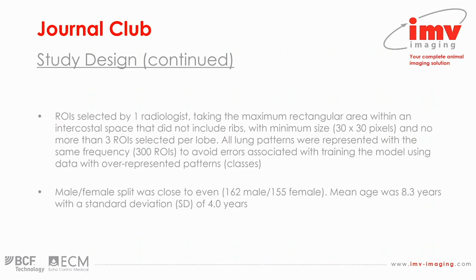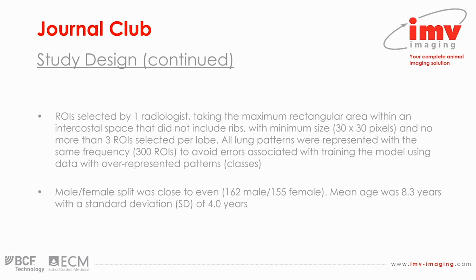There were 300 of each, and that number was selected because that was the minimum number they had. Some of the lung patterns were represented by more than 300 regions of interest, but these were excluded to ensure that there was an even number of each lung pattern, again in an attempt to make sure that the training data for the machine learning algorithm wasn't biased towards a particular pattern.